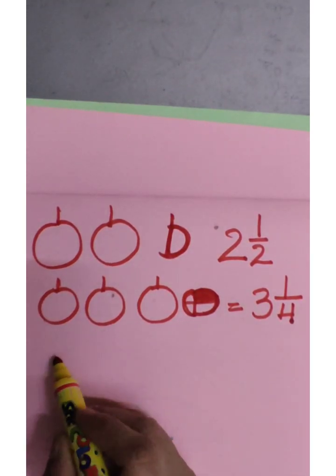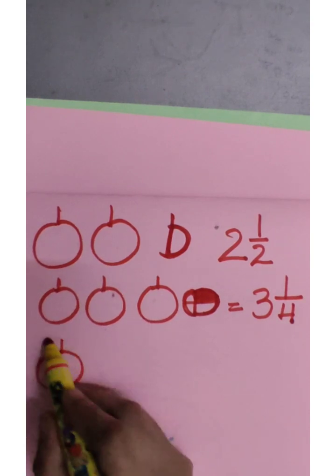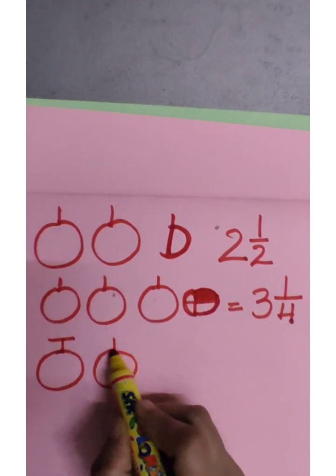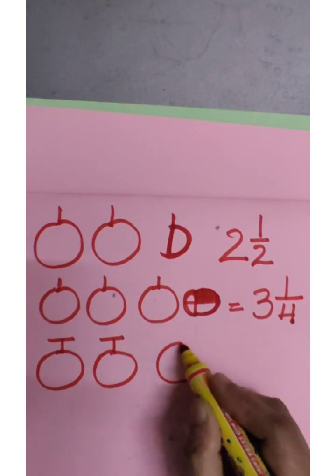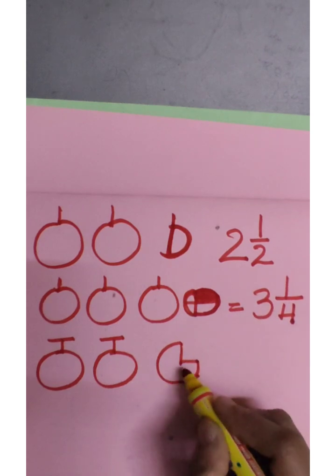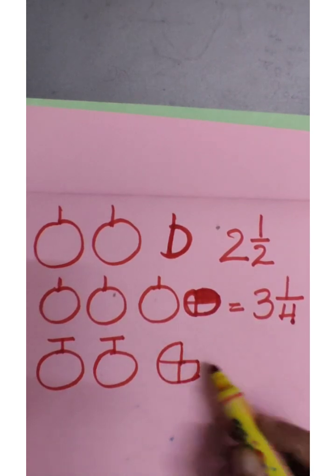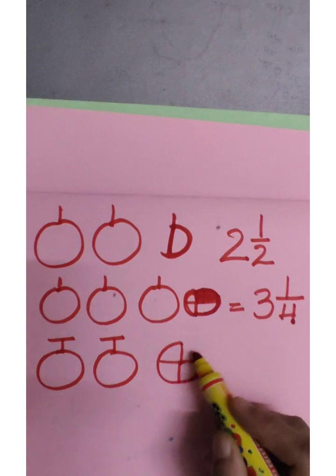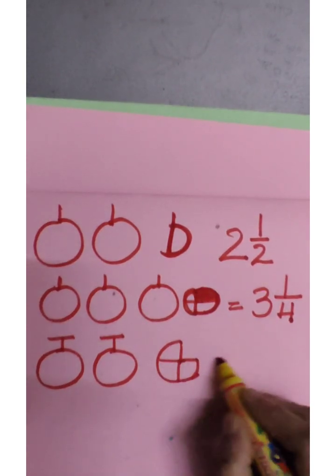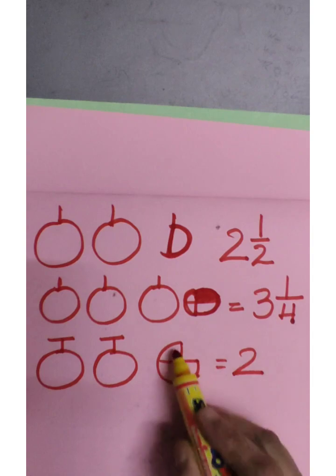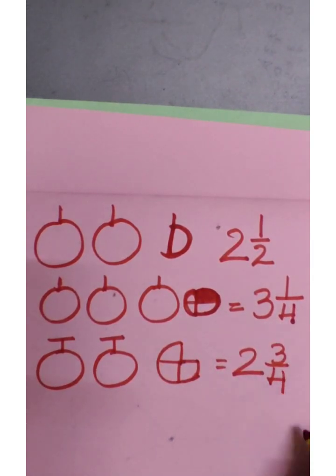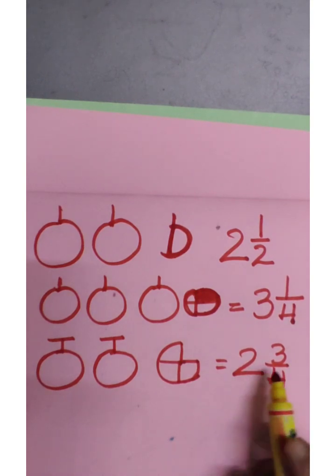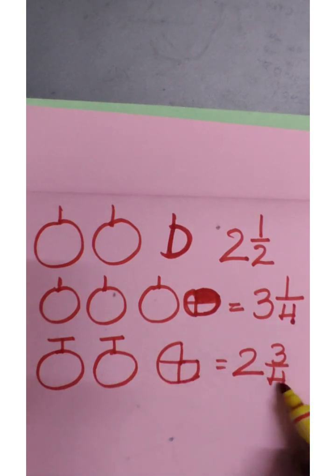Suppose I have some 2 apples and I have this, which forms 3/4. 1/4 apple is already eaten by somebody. So I am having 2 apples and 3/4 extra. So my fraction is 2 and 3/4. I have 2 and 3/4 apples with me.